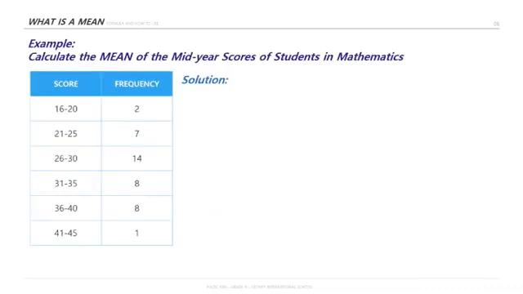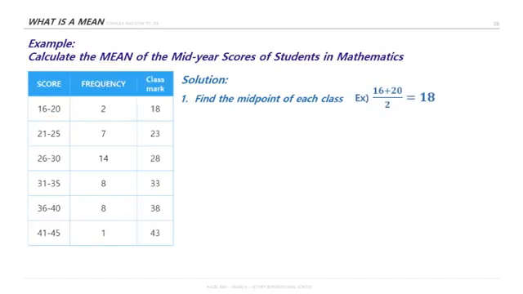Here's the example. Calculate the mean of the mid-year scores of students in mathematics. This table shows the mid-year scores of students in mathematics. The first thing you have to do is find the midpoint or class mark of each class or category. Add the lowest point and the highest point of each class and divide it by 2. So for example, in this class, add 16 and 20, then divide it by 2. Then 18 will be the class mark. Then the table will look like this.